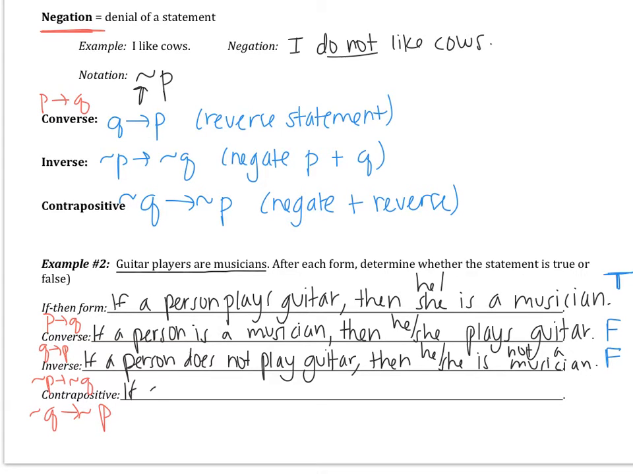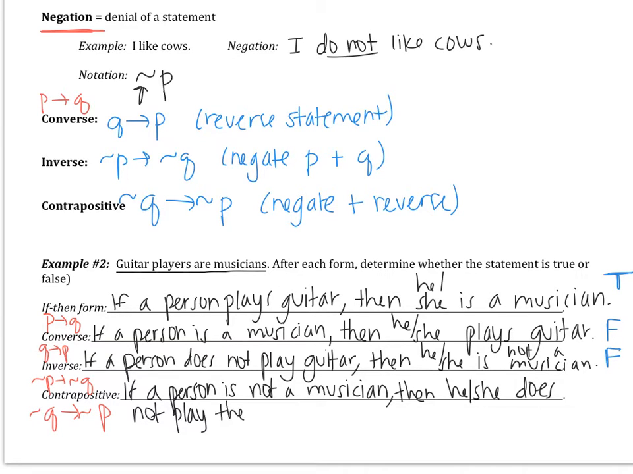So if a person is not a musician, okay, so that's flipping and negating, then he or she does not play the guitar. Okay, so if I'm not a musician, then I do not play the guitar. That's going to be true, because if I did play the guitar, I would be considered a musician.